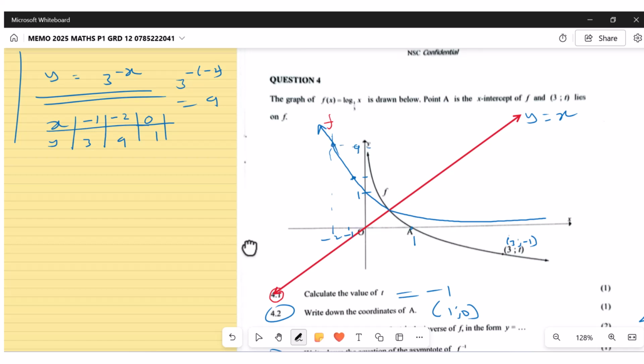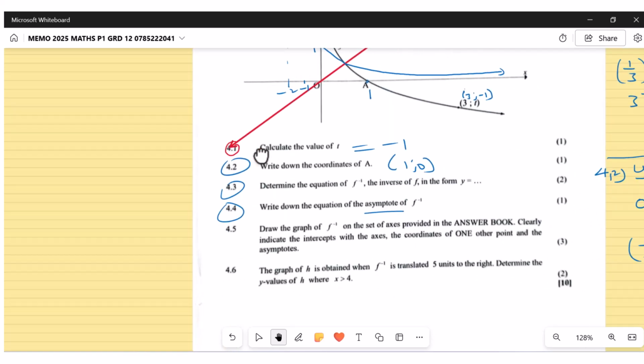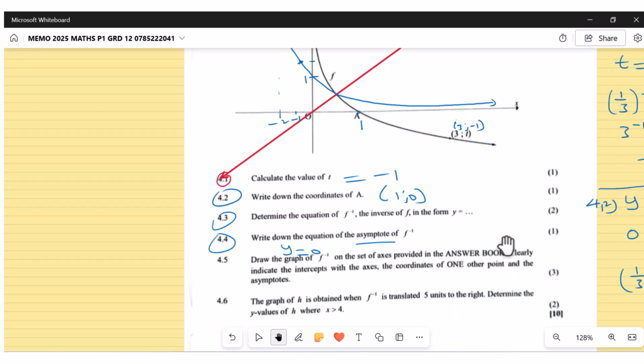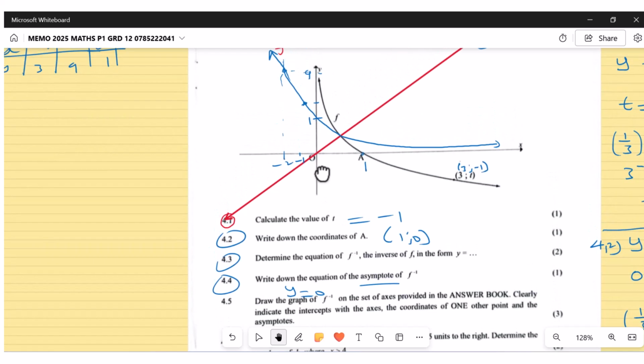Now they say we're done drawing, but we must put one other point. They want us to show at least one other point here. Because this one is 3 to negative 1, it becomes negative 1 to 3. So we have negative 1 is to 3, that's our other point here. That's our function there, the inverse. So this is the inverse, f inverse, and this is the function here.